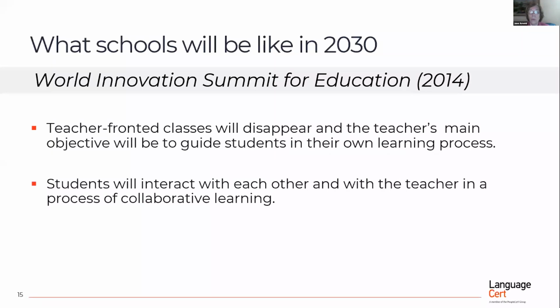And these have to do with some of the results of an important World Innovation Summit for Education, where they discussed what schools will be like in 2030. Teacher-centered class will disappear, and the teacher's main objective will be to guide students in their own learning process. Students will interact with each other and with the teacher in a process of collaborative learning.